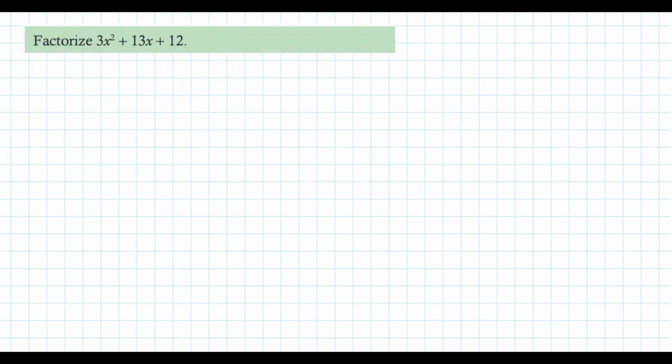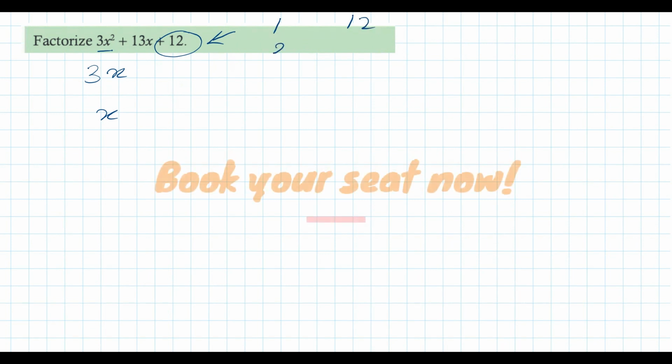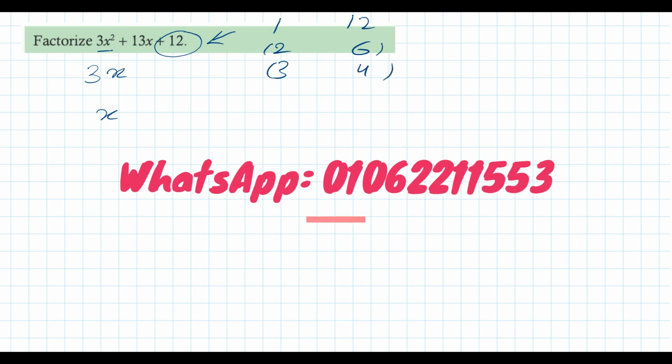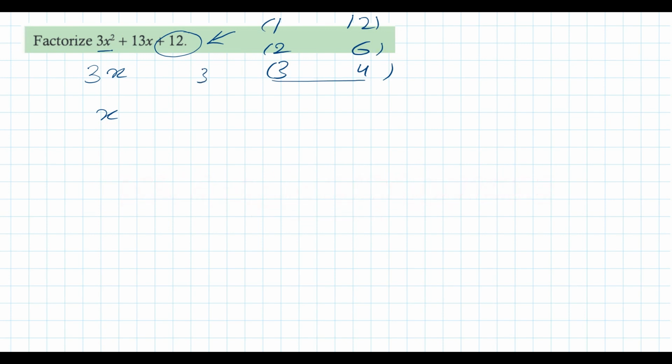The first thing to do is to take a common factor. We cannot take 3 as a common factor. After that, you're going to look for, like here, 3x squared becomes 3x times x. After that, you're going to try. The factors of 12 are 1 by 12, 2 by 6, and 3 by 4. Then you're going to pick the factors randomly. Like pick this one, for example, 3 and 4. Put 3 here and 4 here.